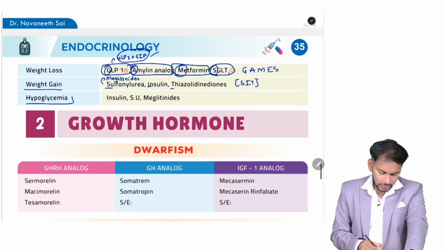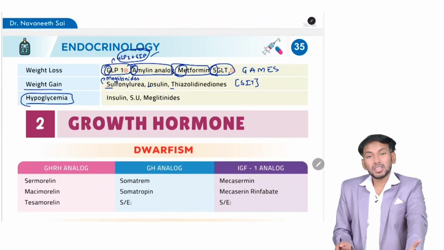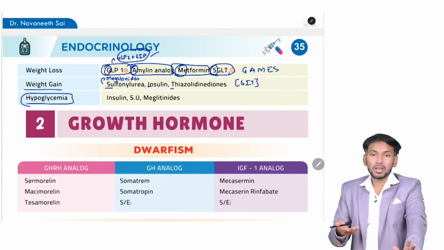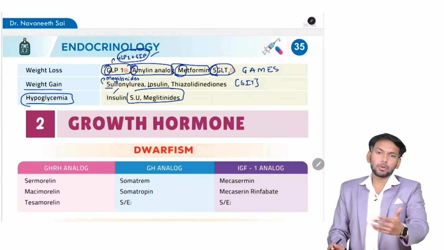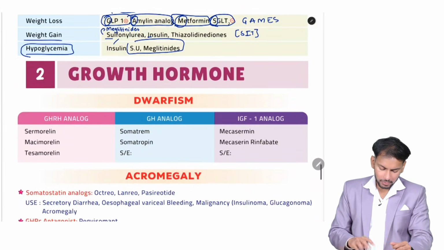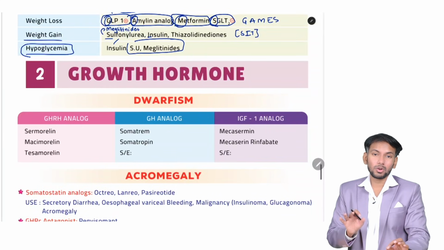Now, what are causing the hypoglycemia? When insulin is released, it will cause hypoglycemia. What are releasing insulin? Sulfonylureas and meglitinides along with insulin. They will cause hypoglycemia. That's all. Pretty simple. Now, coming to the chapter of growth hormone.